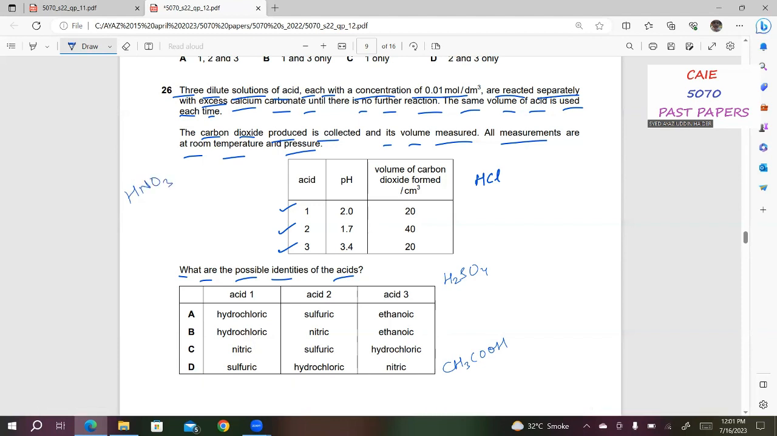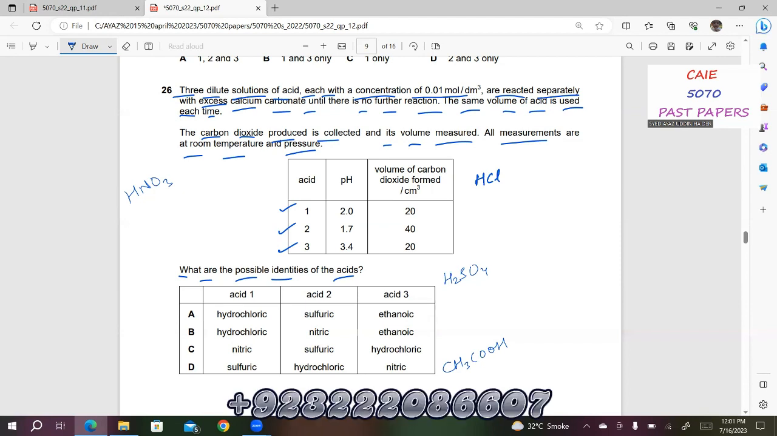And if you look at the pH value, pH for acid 1 and 2 indicates that these are strong acids. So acid 1 and 2 must be strong acid. You can't have ethanoic acid as acid number 1 or acid number 2. For acid number 3, the pH is 3.4, which indicates the acid is the weak one, which must be this ethanoic acid. So either A is correct or B is correct.